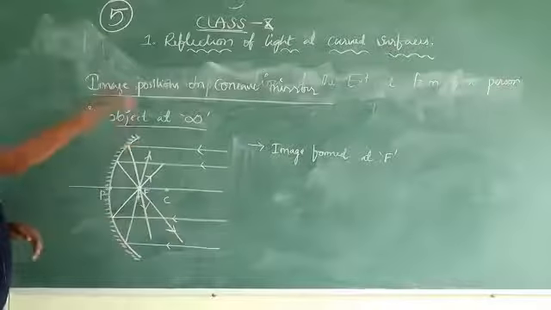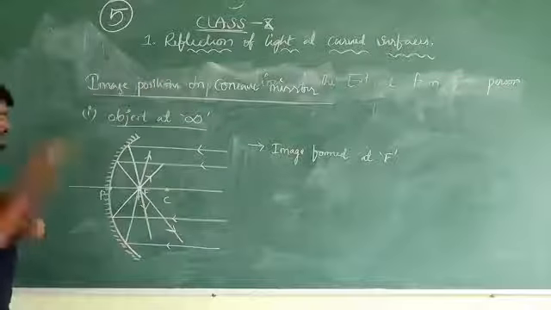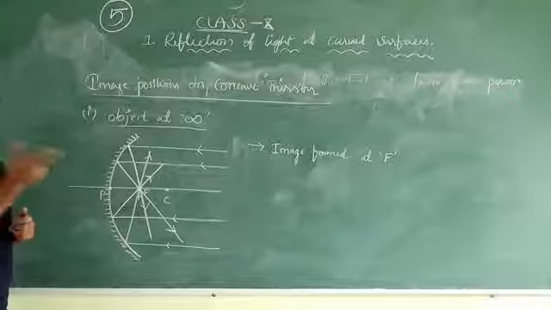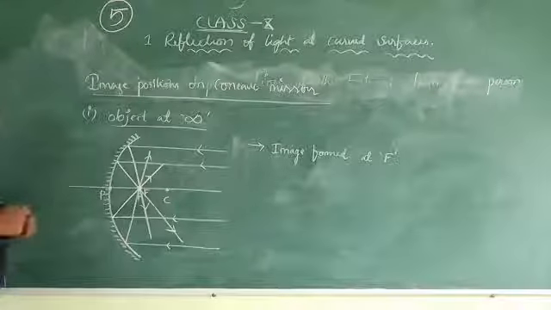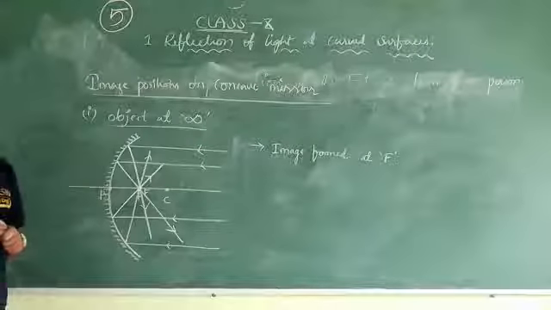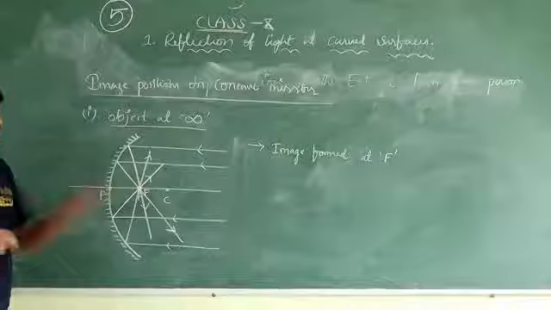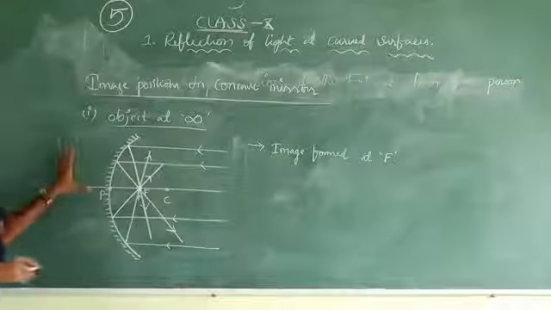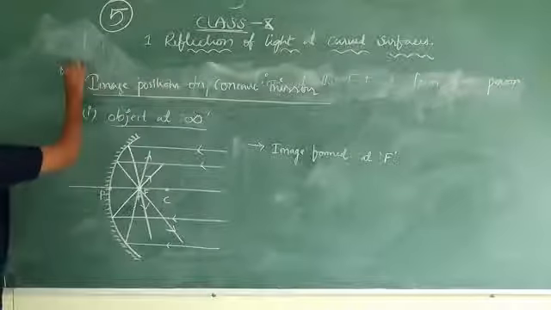So if you are placing the object at infinity, the image is formed at F. So we have a perfect statement. Where have you placed the object? I am placing it at infinity. So what is the position of the image? The image position is the focus. The image is formed at F. A very interesting and very important topic.